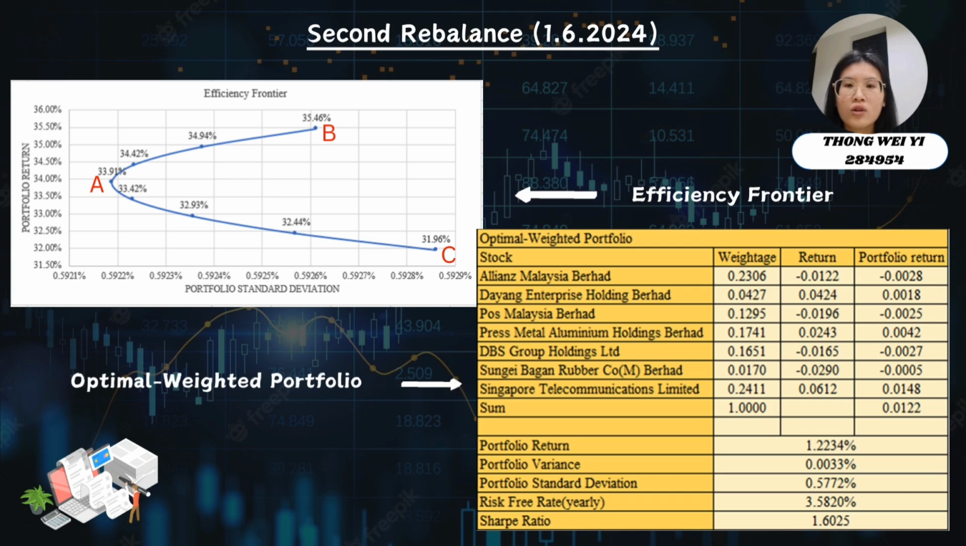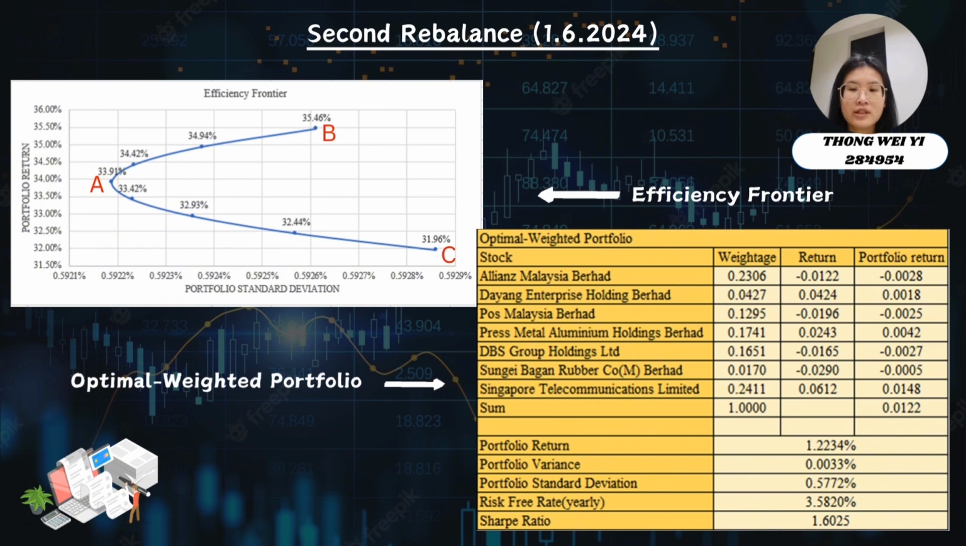As a consequence, on the 1st of June 2024, we completed the second rebalancing, adding one new share to the portfolio, which is Singapore Telecommunication Limited. We made the decision to invest in the information and technology sector because, as a result of our research, we anticipate that its market share will increase in the future.